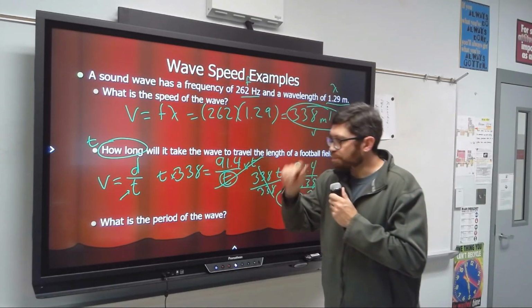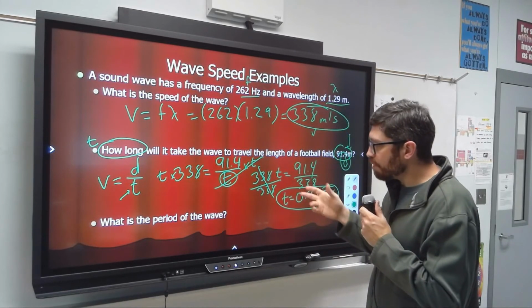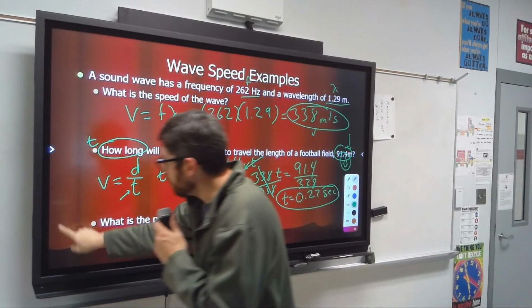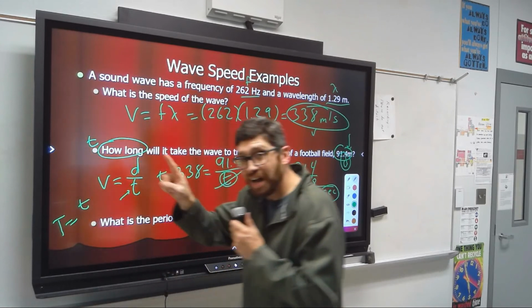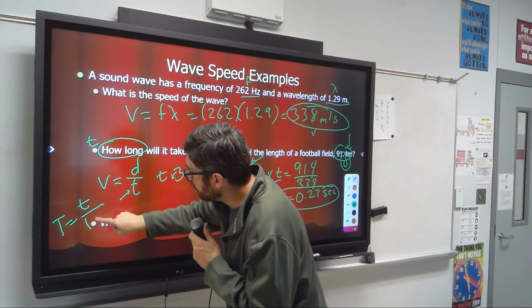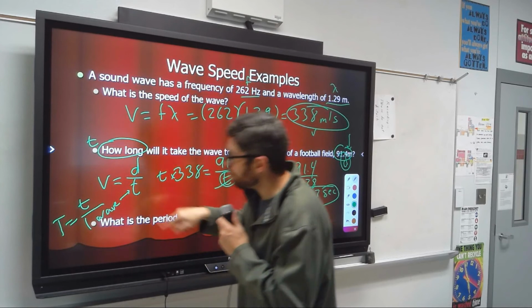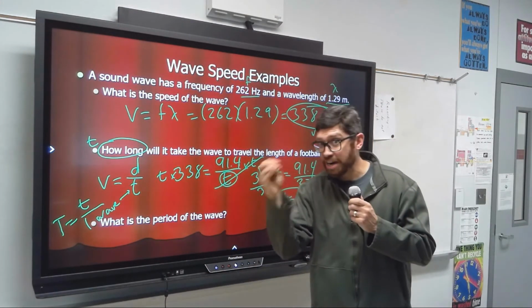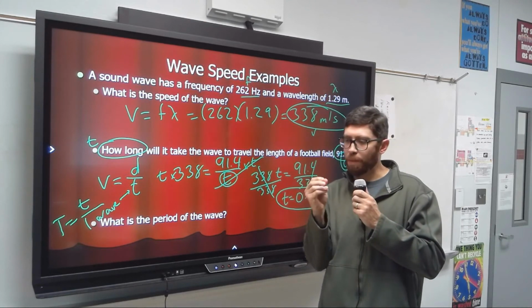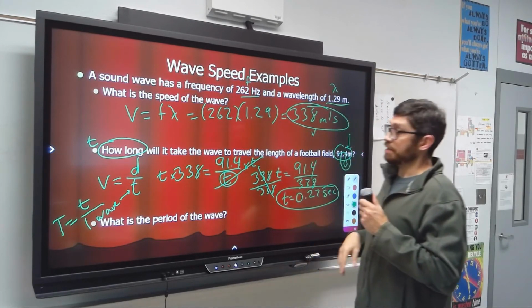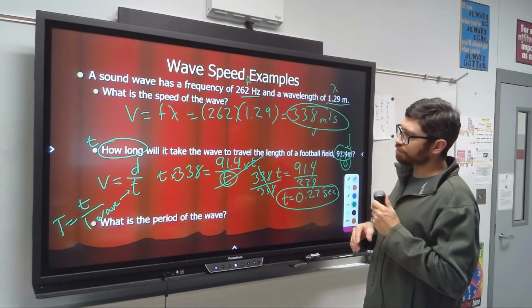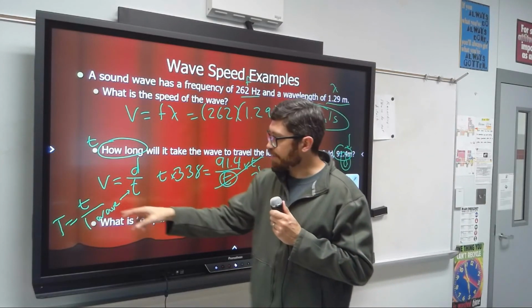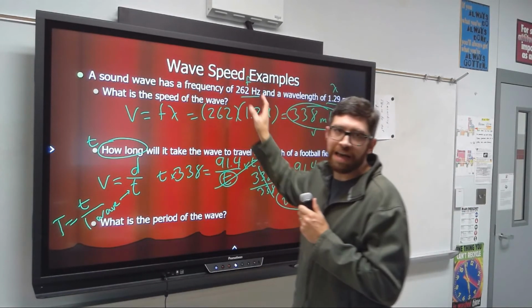And now we want to know the period. Now remember what period is. Period is the amount of time it takes for one wave to happen, or one cycle, or one oscillation of that sound wave. And this is a sound wave. It's an air molecule. How long does it take that air molecule to go boom, boom, boom? One time. Not very long. Now, if we had a time and a number of waves, we could do this, but we don't have that.